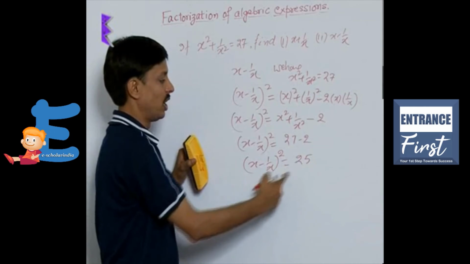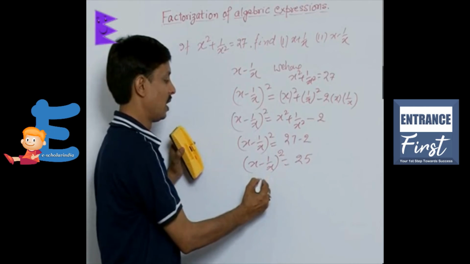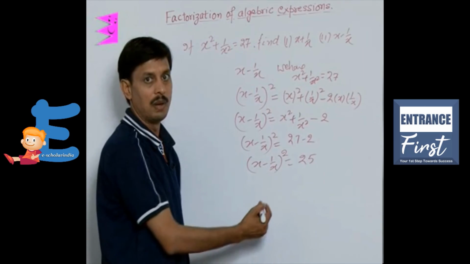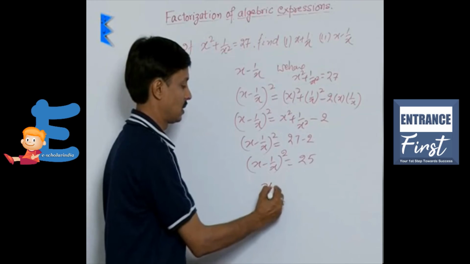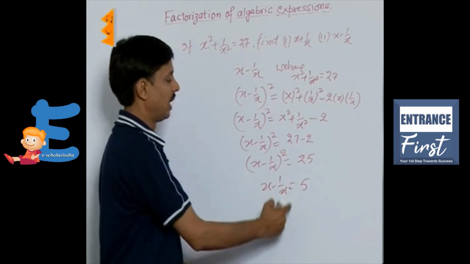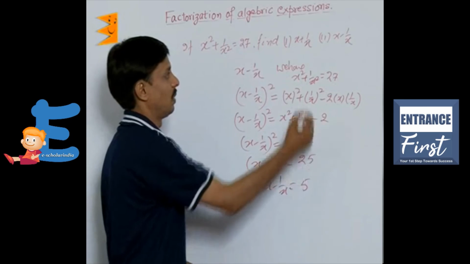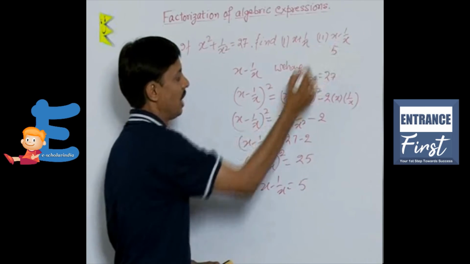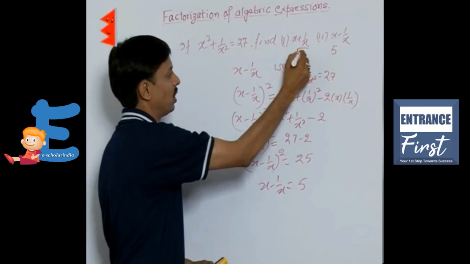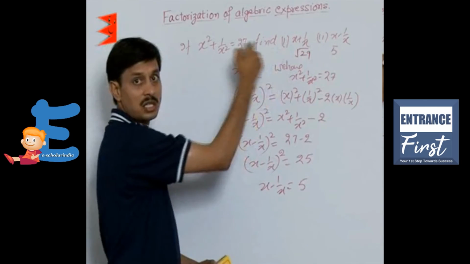If I ask you to take the square root on both sides, the square root of x minus 1 upon x whole square will be x minus 1 upon x. And the square root of 25 will be 5. Hence the answer of x minus 1 upon x is 5, and the answer of x plus 1 upon x, as found previously, was root 29 under this condition.